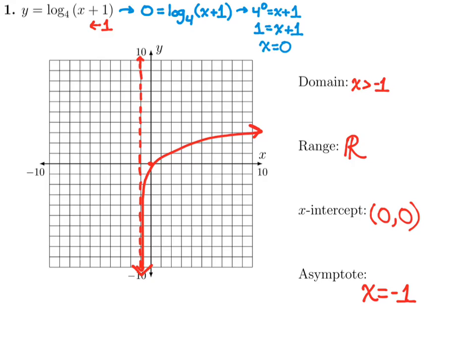So first of all, it moved left 1, so the asymptote is x equals negative 1. When you solve for the x-intercept, you put in 0 for y. And it ends up being that the x-intercept is the point (0, 0). There's the swoop. The range is all real numbers. The domain is everything to the right of that asymptote. It always is for logarithm graphs. So it's x is greater than negative 1.